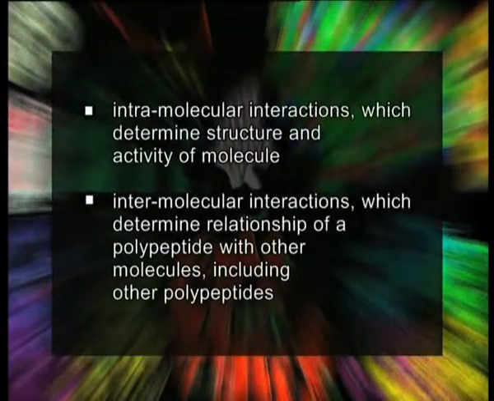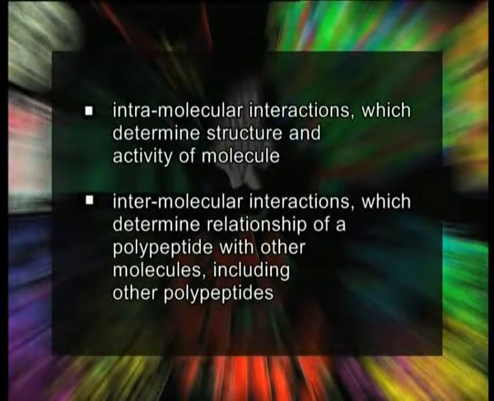The varied characteristics of the side chains of the amino acids are important in both intramolecular interactions, which determine the structure and activity of the molecule, and intermolecular interactions, which determine the relationship of a polypeptide with other molecules, including other polypeptides. Now we come to secondary structure of proteins.